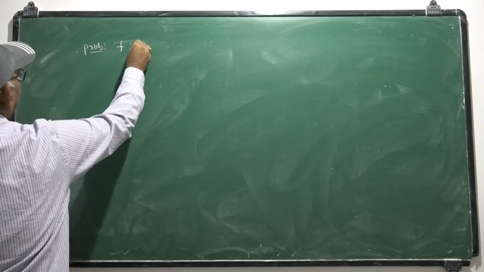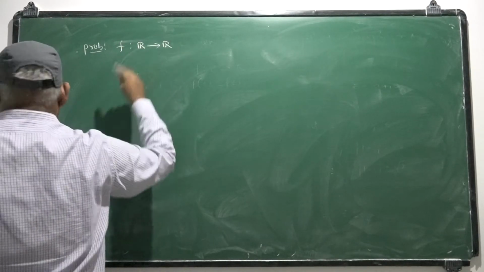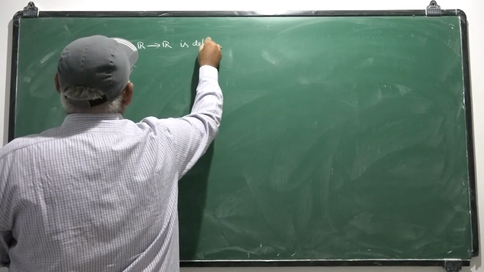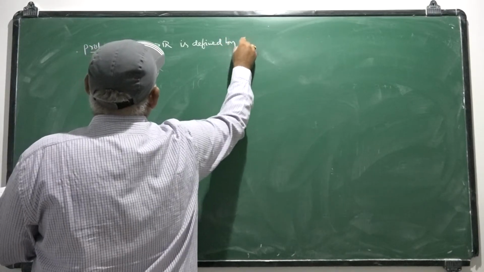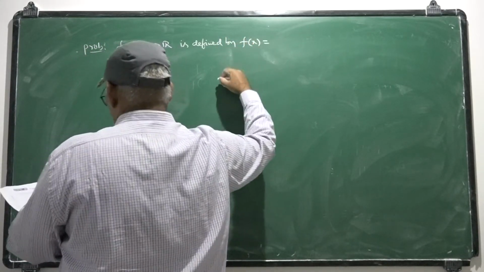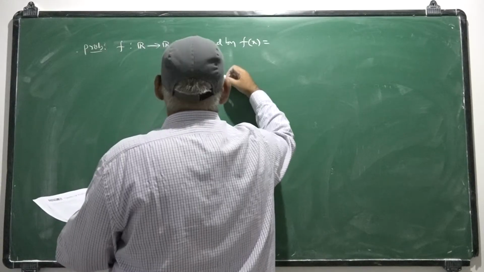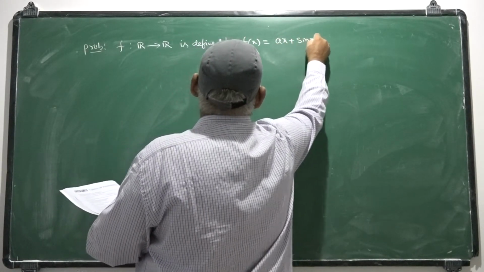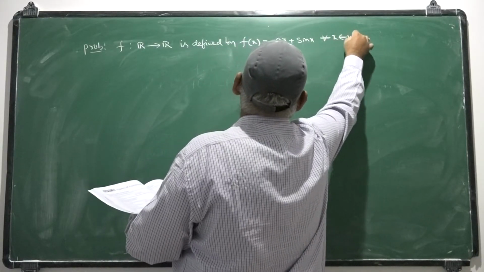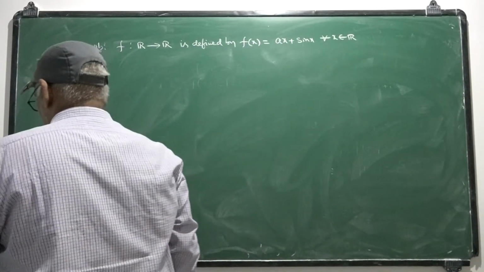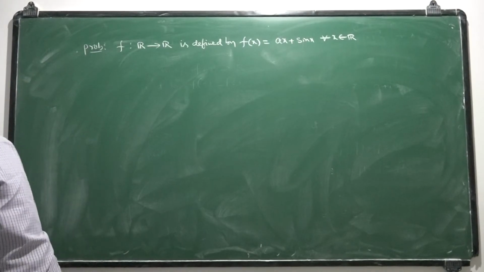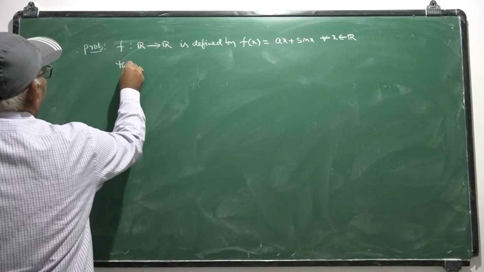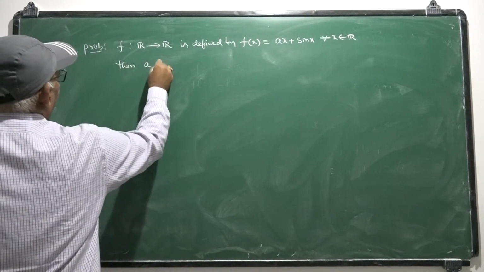f defined from R to R is defined by f(x) equal to ax plus sin x for all x that belongs to R. Then a lies in the interval.